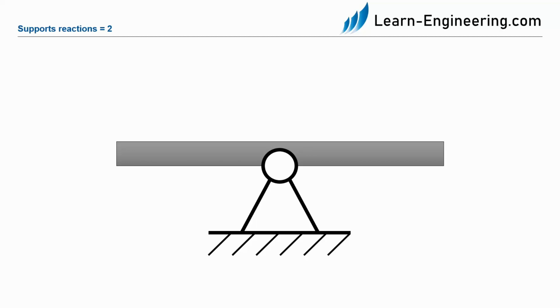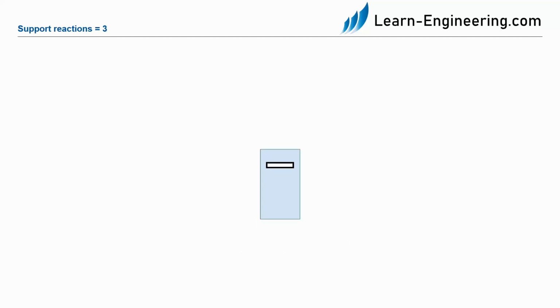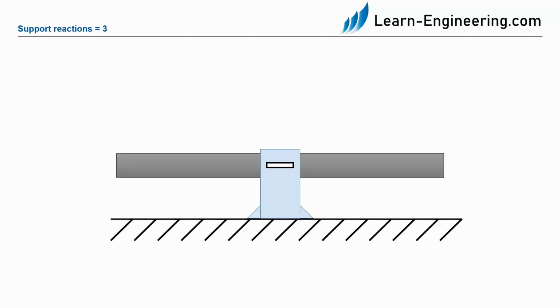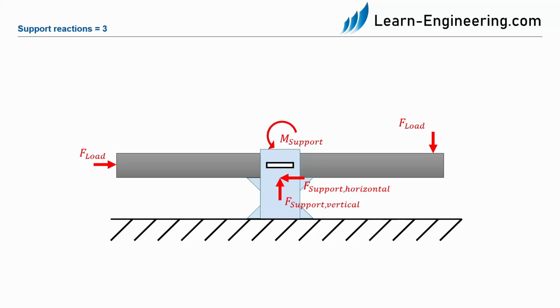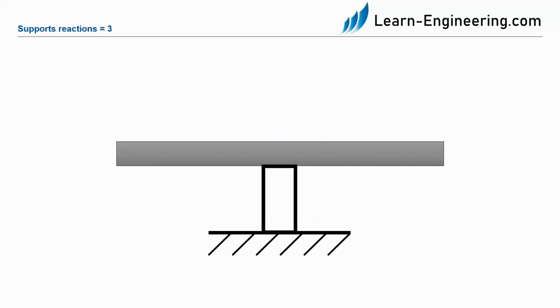In order to represent this kind of support in a simplified way in sketches, this symbol is used to represent the hinged support. Finally, if we want to prevent rotation, we have to design the bearing so that all three support reactions occur. To represent this type of support in drawings, the body is usually connected to a wall without a joint. The wall is then shown as a hatched area.